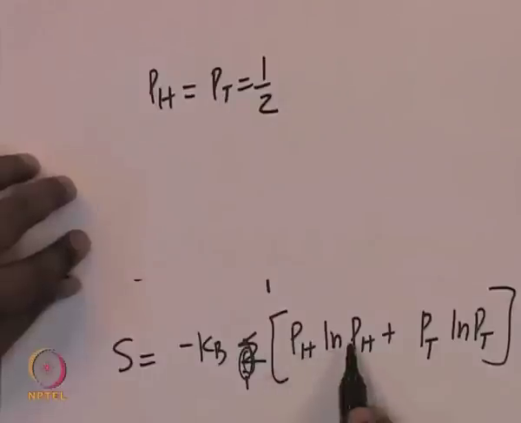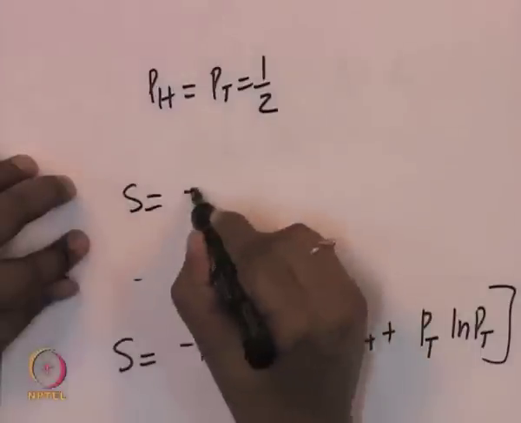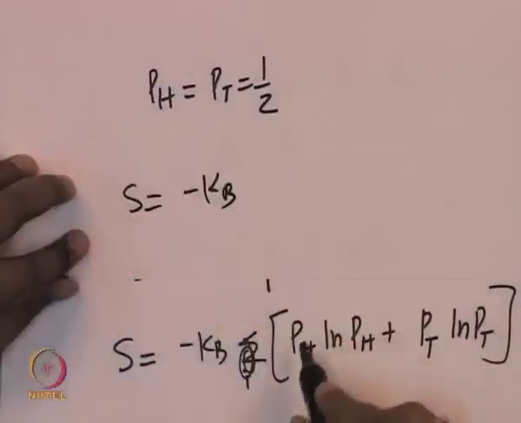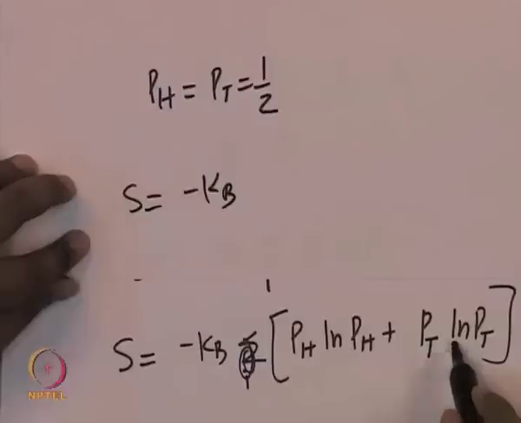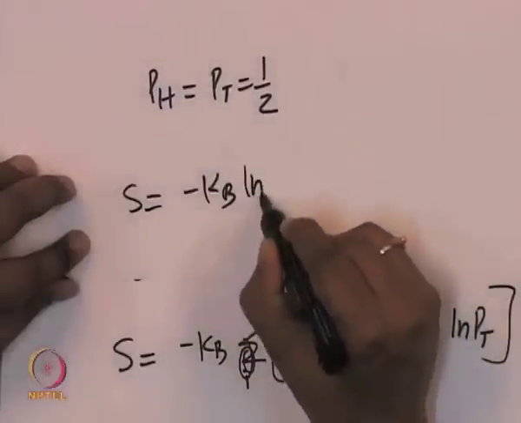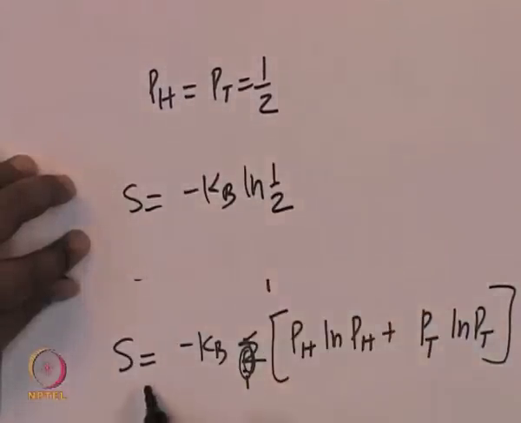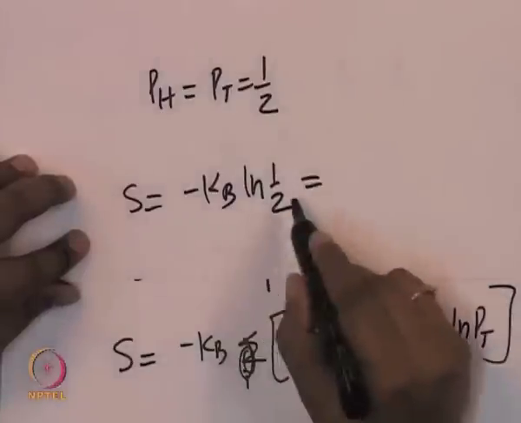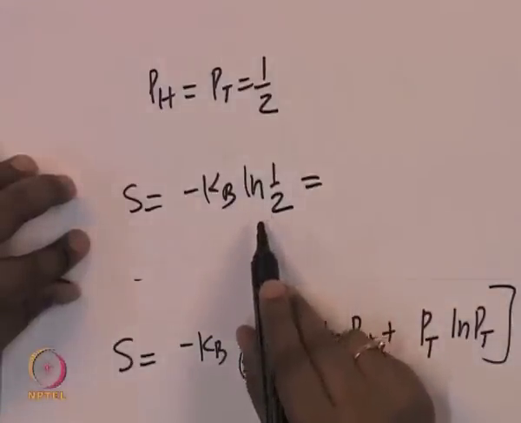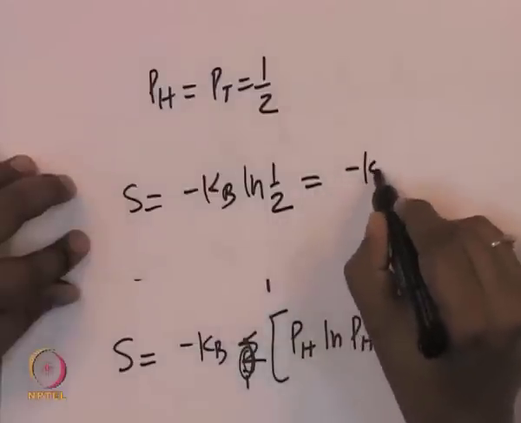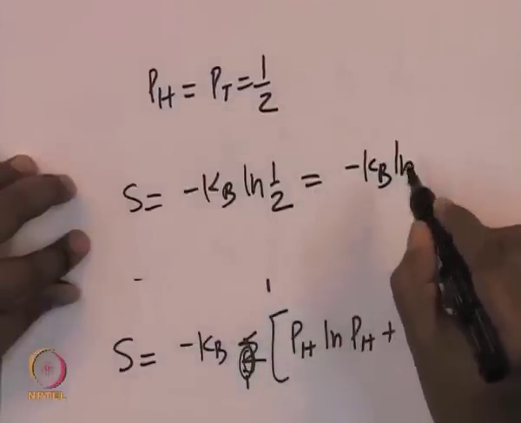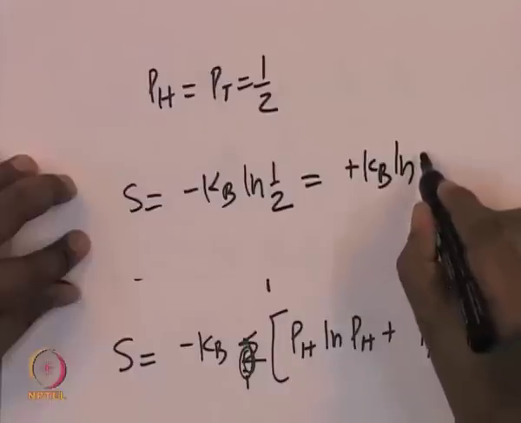What do you get? Half log half plus half log half. So, you will get S is equal to minus K B, half log half plus half log half will be 1 log half. This is log half is log 1 minus log 2. This will be minus K B, sorry, this will be plus K B log 2.